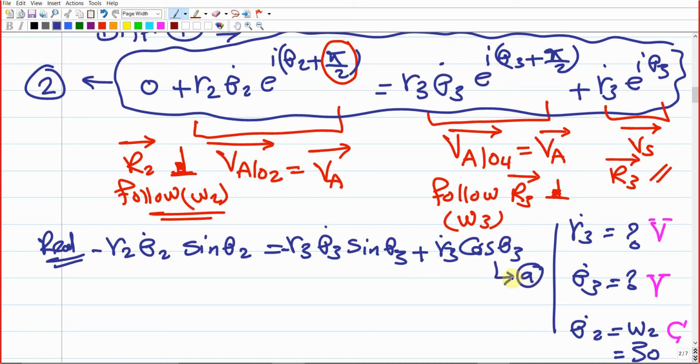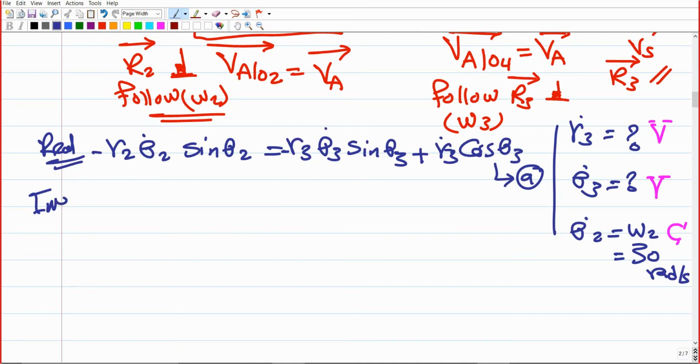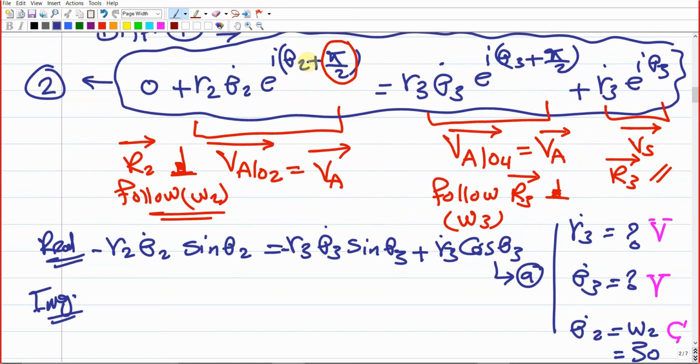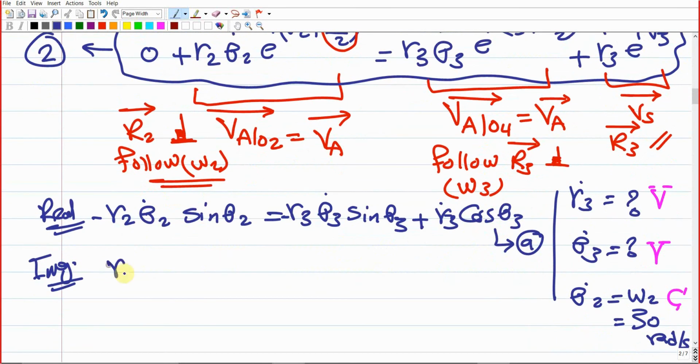So this is going to give us equation A. And the imaginary part, which should be the sine of this one, is going to be R2 theta 2 dot sine of theta 2 plus pi over 2.